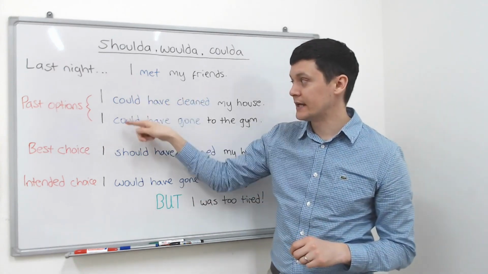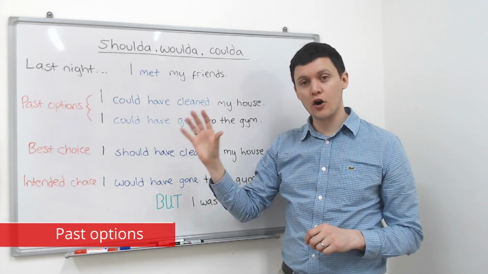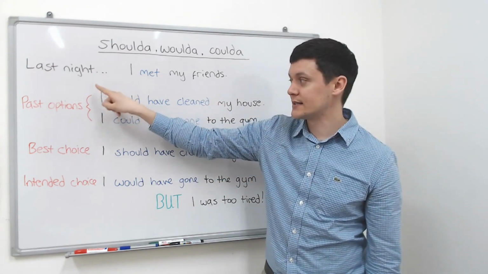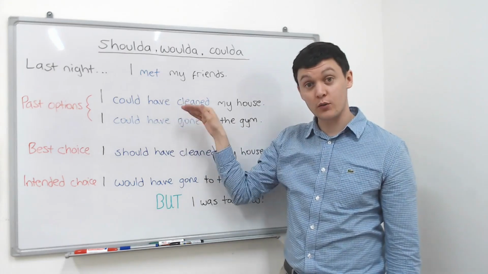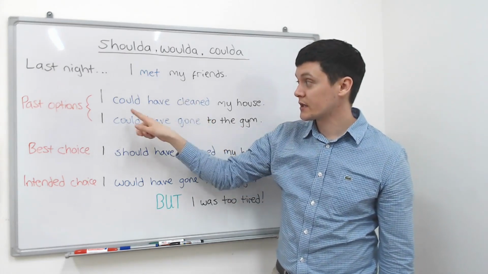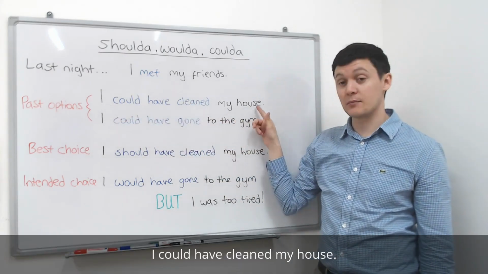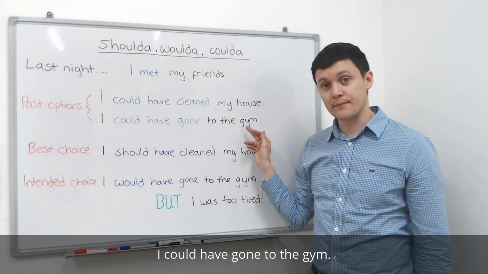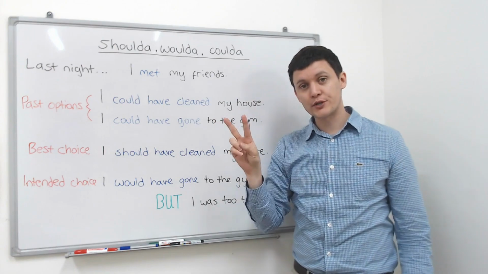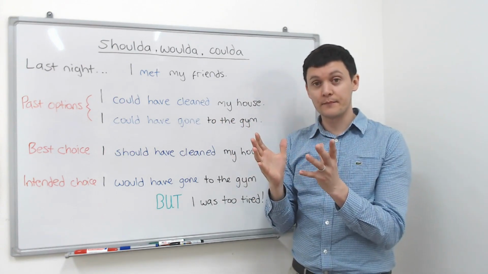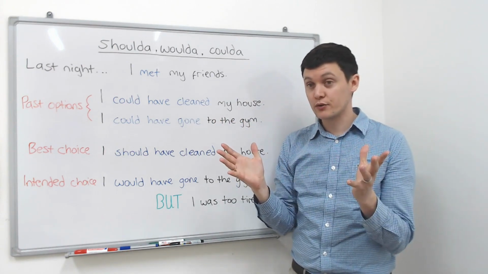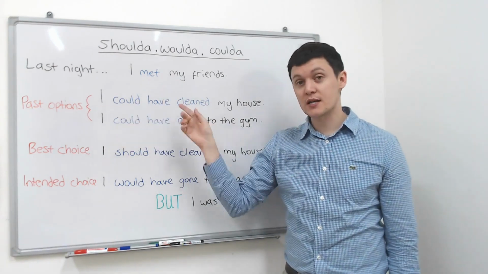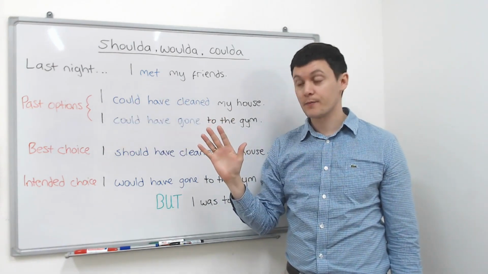First one, here, we've got past options. At this time, last night, these are the options that were available for me. Here, I could have cleaned my house. I could have gone to the gym. These two options were available at that time, but what did I do? I met my friends. These are the options I didn't take.